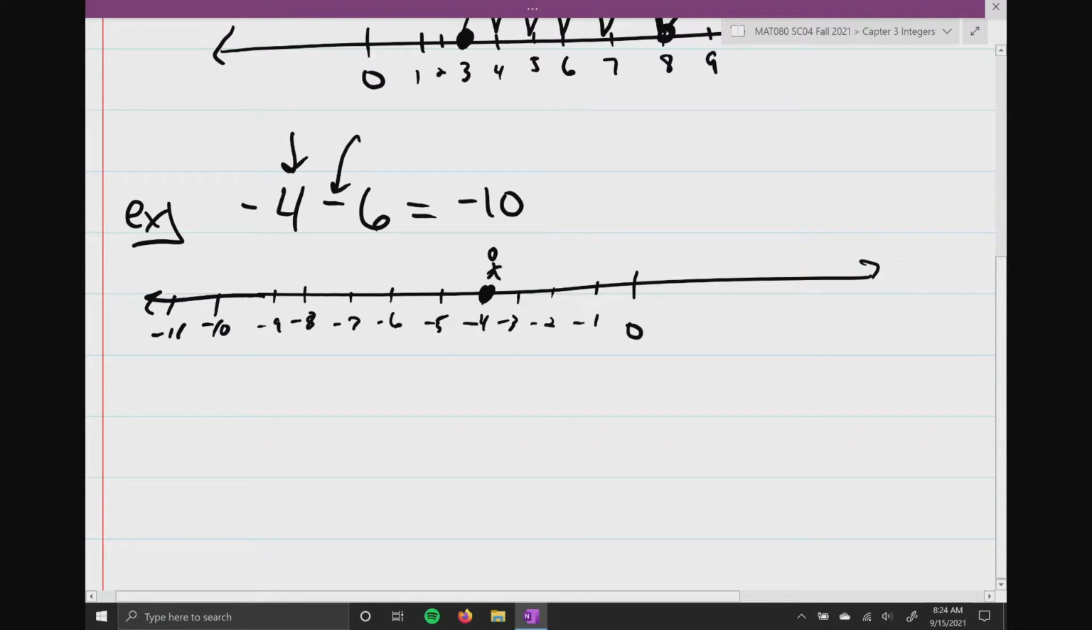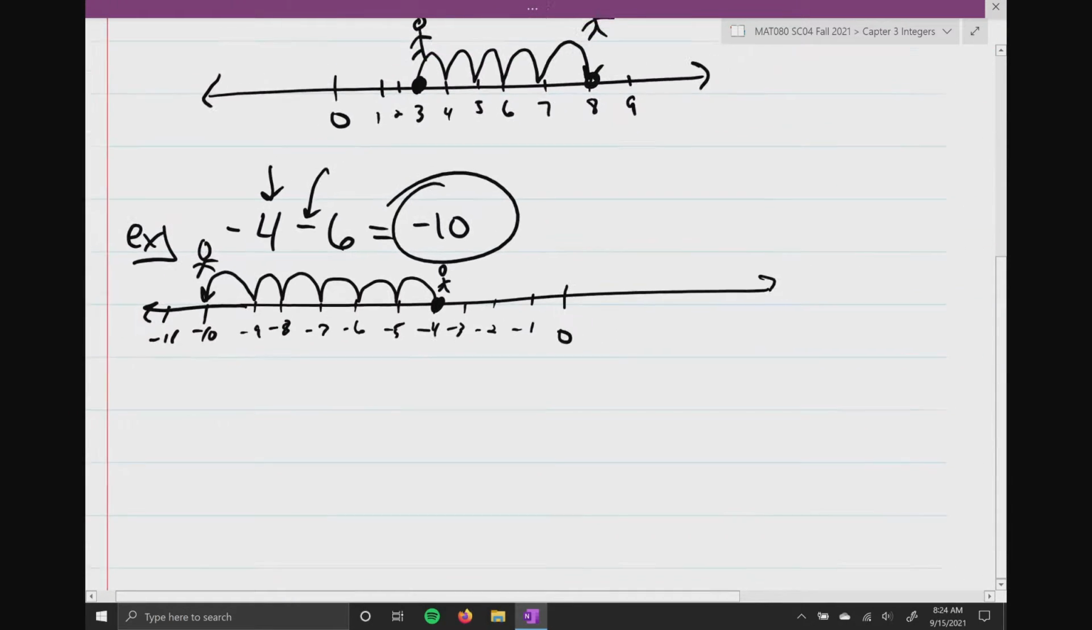That negative sign tells me which direction I'm moving, right or left? Yeah, I'm moving to the left. How many units? 6. 1, 2, 3, 4, 5, 6. So now I'm standing at -10, and that's exactly what Jillian gave us.